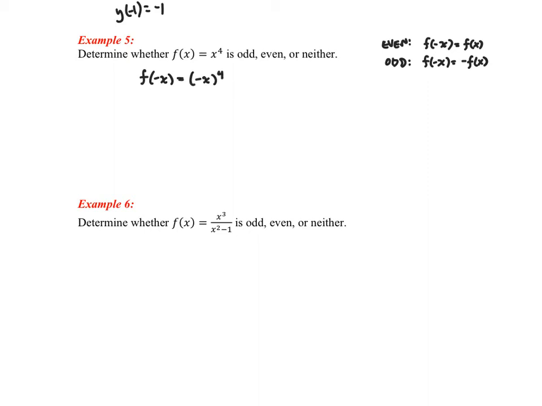All right, so by rules of exponents, a negative value to an even power will make that x to the 4th, which is equivalent to f of x. Therefore, f of negative x is equal to f of x. Thus, f of x is an even function. Okay, let's continue.